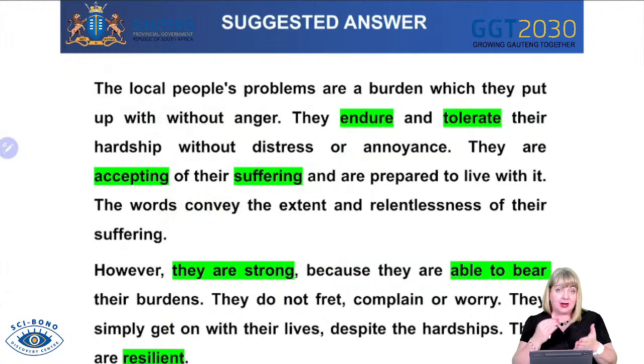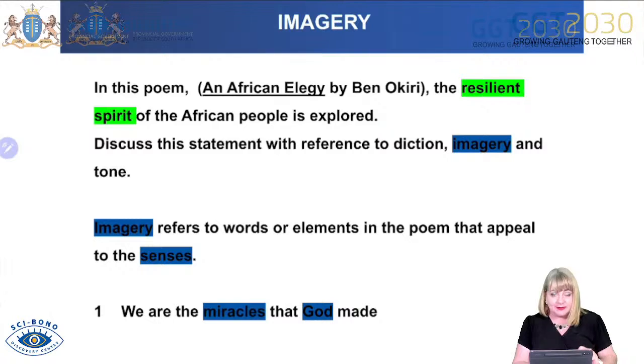However, remember, we're going back to this idea of the resilient spirit. They are strong because they are able to bear their burdens. They do not fret, complain, or worry. They get on with their lives despite their hardships. They are resilient. And so I've taken my examples of diction and I've used them to prove the statement at the beginning, which is that the people are resilient. Their spirits survive, even though it's difficult. It's not easy, but they do it.